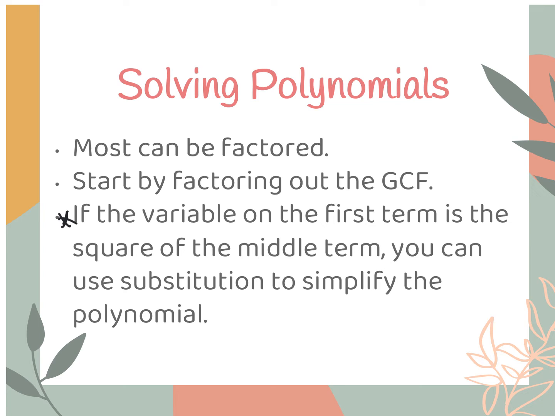It says, if the variable on the first term is the square of the middle term, you can use substitution to simplify the polynomial. I use the letter U. Some books may use a different letter, but it's called U-Substitution. And this is the new information. Again, the first 9 examples should be a review.